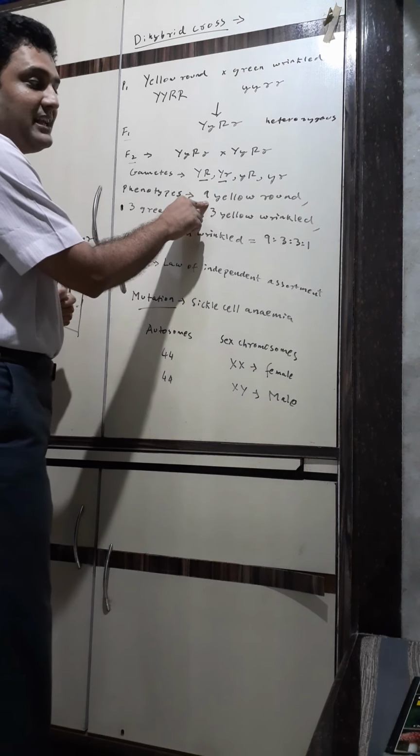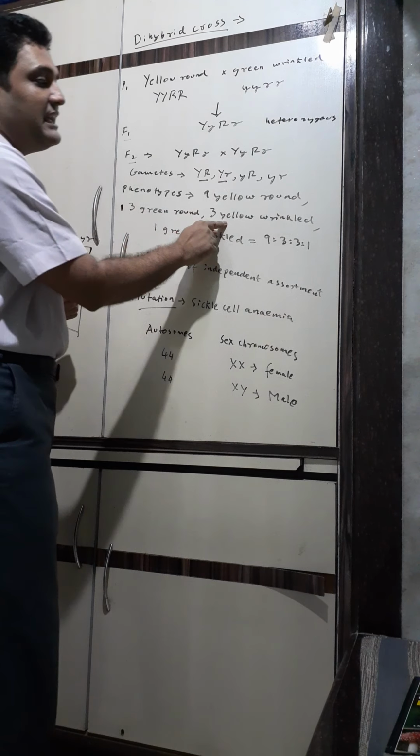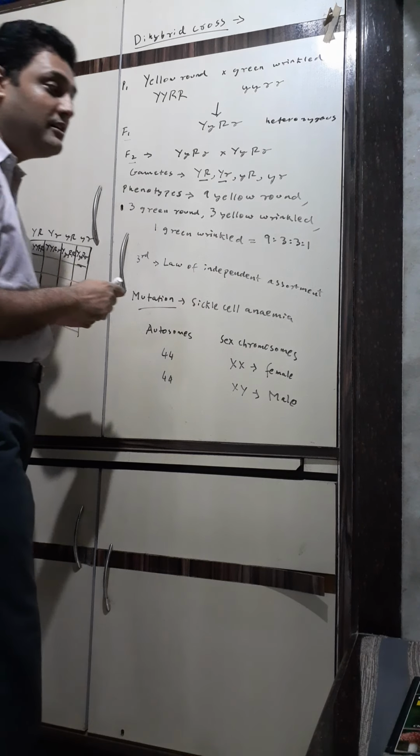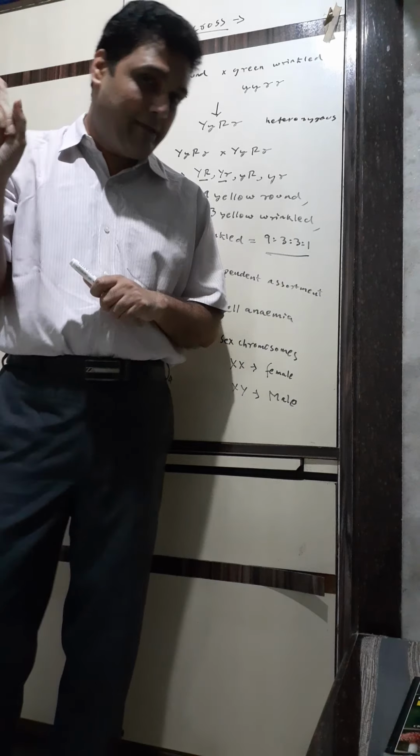He got 9 plants having yellow round seeds, 3 plants having green round seeds, 3 yellow wrinkled and 1 green wrinkled. So the phenotypic ratio he got, that case that was monohybrid cross.